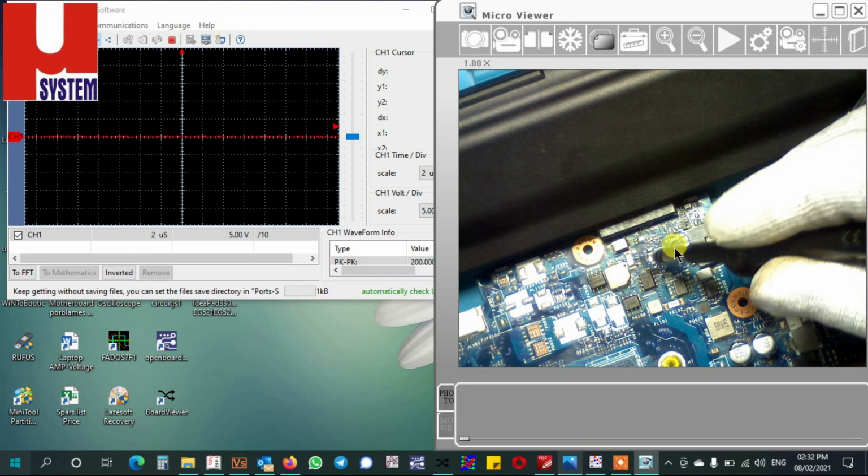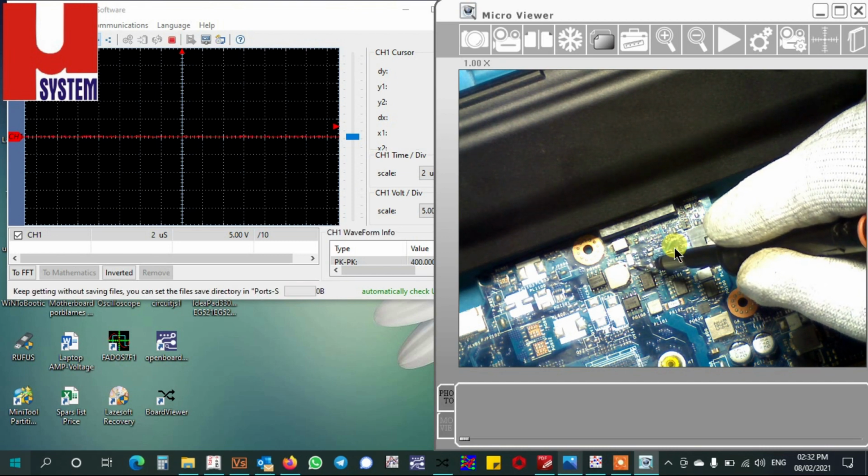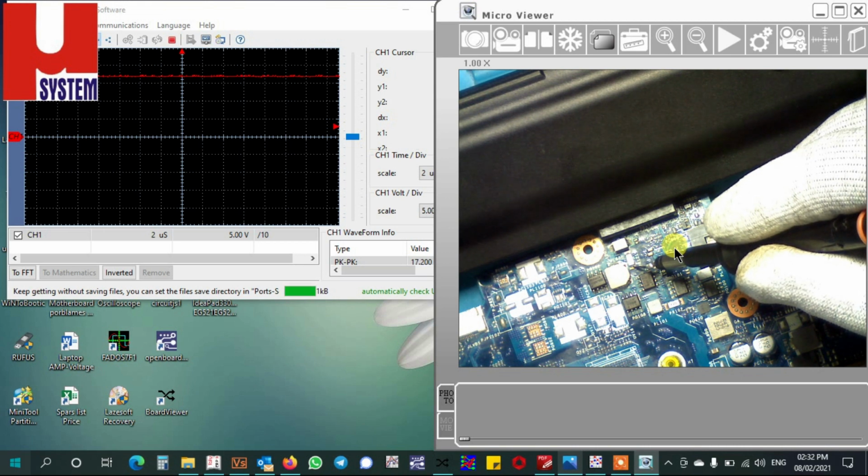So whenever the battery is getting charged, this voltage will be able to see. You are able to see this voltage. It's showing me 17 volt. The battery is 14.8 volt, and if battery is needed to charge, it will need more voltage, 3 volt more to charge. So it is showing me 17 volt. It's a charging voltage output.